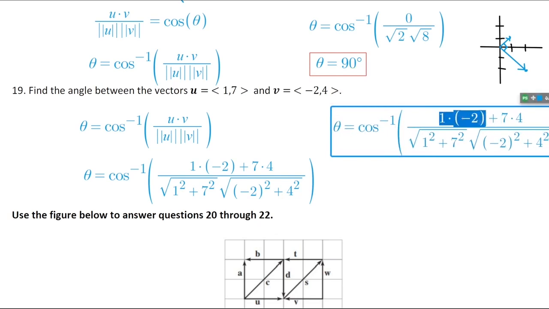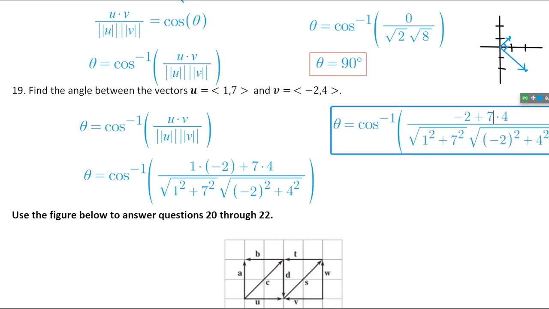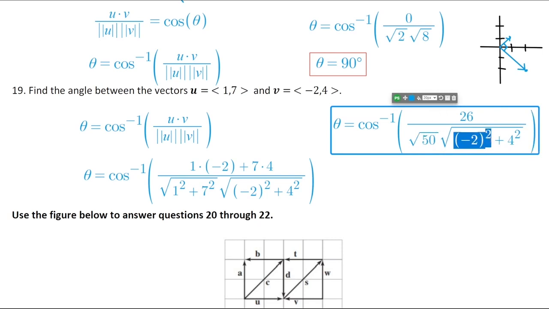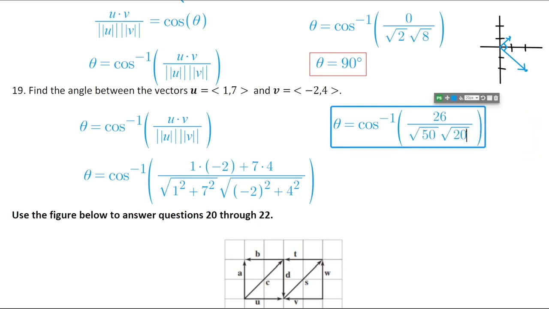So, 1 times negative 2 is going to be negative 2. 7 times 4 is going to be 28. So negative 2 plus 28 is 26. 1 squared is 1. 7 squared is 49, so this is going to be root 50. And then we've got 4 plus 16. This is going to be root 20. So actually, 50 times 20 is going to be 1,000. So this is actually going to work out nicely, I think. So let's go ahead and type this into the calculator.